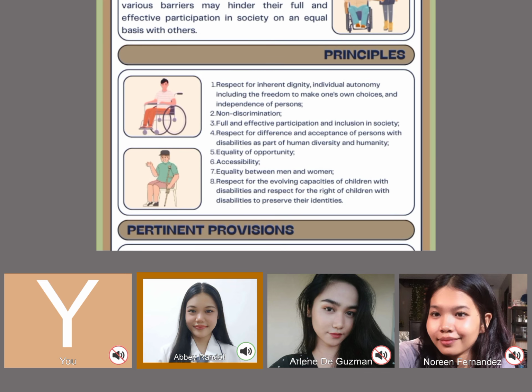This treaty, or the CRPD, has 8 principles. Number 1, respect for inherent dignity, individual autonomy, including the freedom to make one's own choices, and independence of persons. Number 2, non-discrimination. Number 3, full and effective participation and inclusion in society. Number 4, respect for difference and acceptance of persons with disabilities as part of human diversity and humanity. Number 5, equality of opportunity. Number 6, accessibility. Number 7, equality between men and women. And lastly, respect for the evolving capacities of children with disabilities and respect for the right of children with disabilities to preserve their identities.